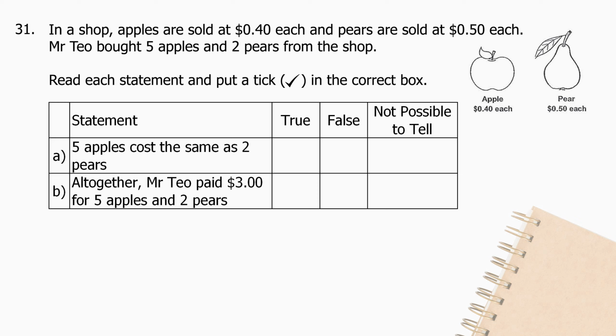Question 31. In a shop, apples are sold at 40 cents each, and pears are sold at 50 cents each. Mr. Teo bought 5 apples and 2 pears from the shop. Read each statement and put a tick in the correct box.